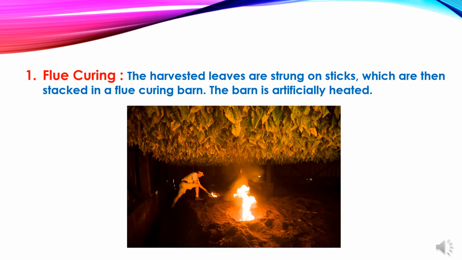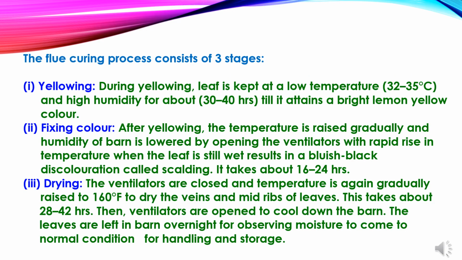First curing method is flue curing. The harvested leaves are strung on sticks which are then stacked in a flue curing barn, and the barn is artificially heated. In the flue curing method there are 3 stages. First one is yellowing. During yellowing, leaf is kept at a low temperature, 30 to 35 degrees centigrade, and high humidity for about 30 to 40 hours till it attains a bright lemon yellow color.